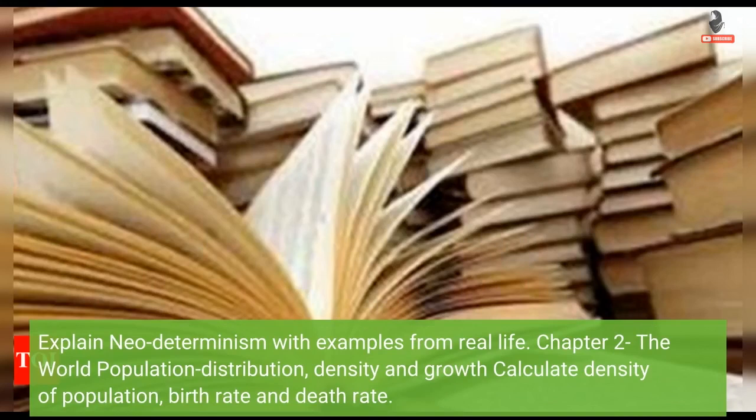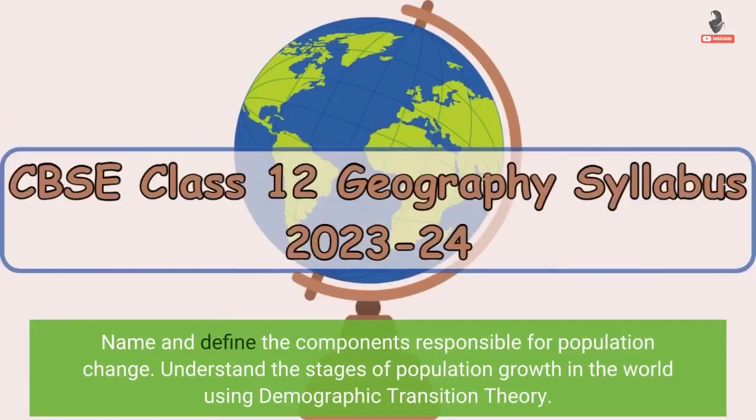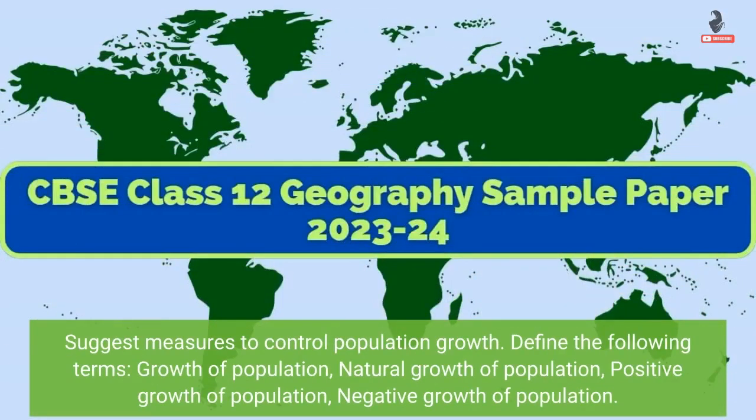Calculate density of population, birth rate and death rate. Name and define the components responsible for population change. Understand the stages of population growth in the world using demographic transition theory. Suggest measures to control population growth. Define the following terms: growth of population, natural growth of population, positive growth of population, negative growth of population.